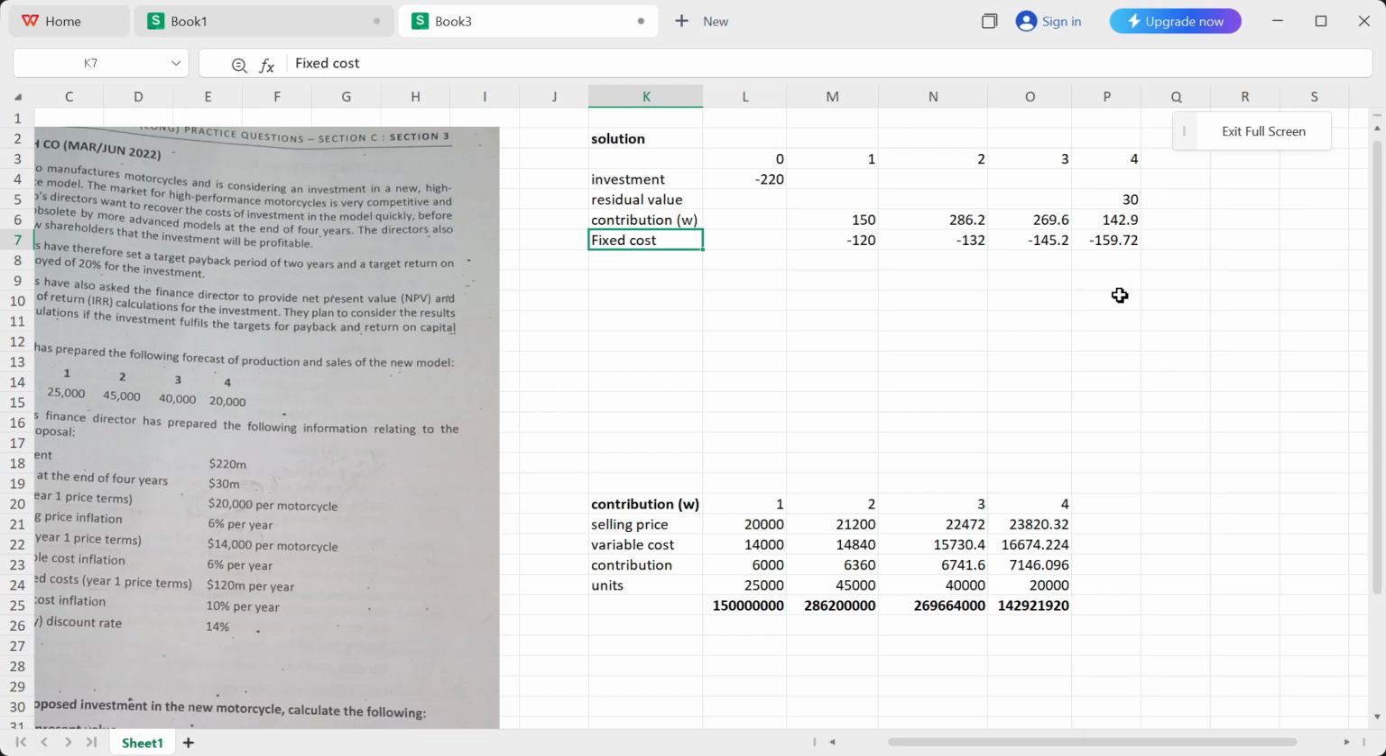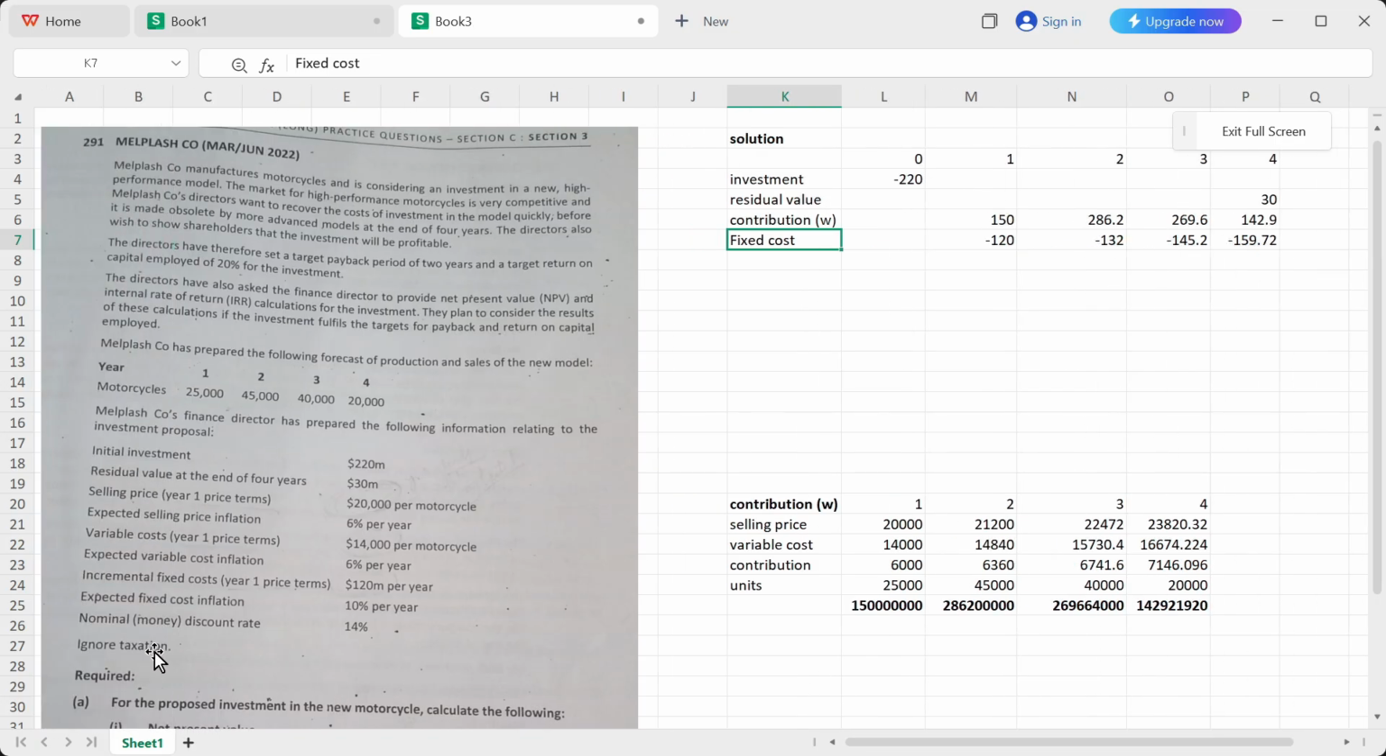Okay, now after fixed costs, I usually calculate my tax payment, and then after tax payment, I calculate my tax saving. But since this question has already told us that we need to ignore taxation, that means there is going to be no tax payment, there is going to be no tax saving, right? So we're going to ignore all that. Let's see if there is anything left. And no, everything is accounted for.